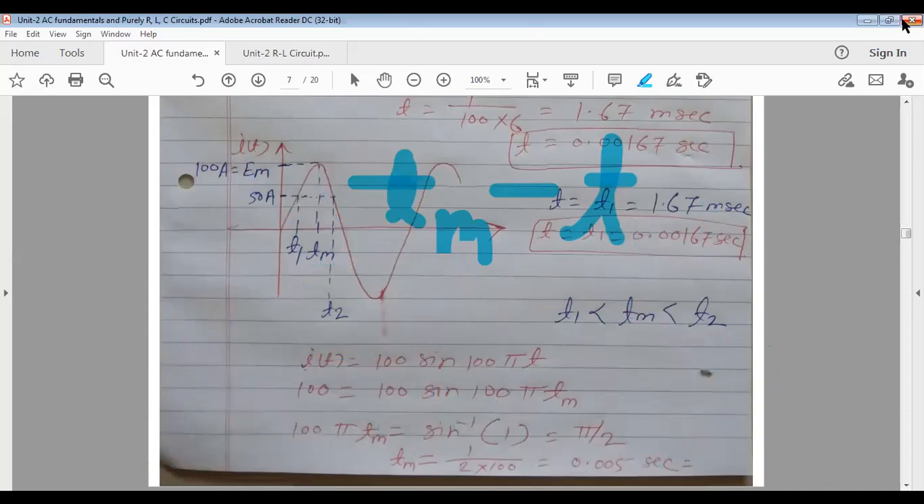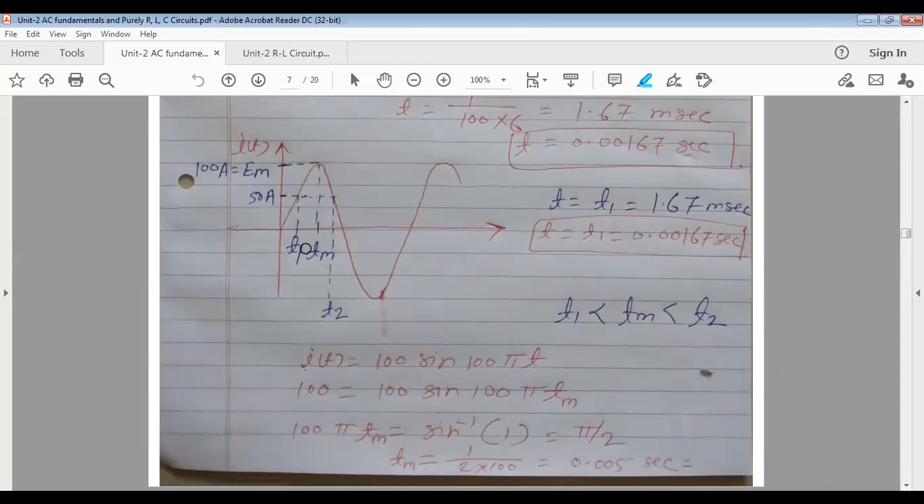What I mean to say, see, the difference on the left hand side of Tm, Tm minus T1, is equal to the right hand side difference, this one, T2 minus Tm. Okay. These two are equal.